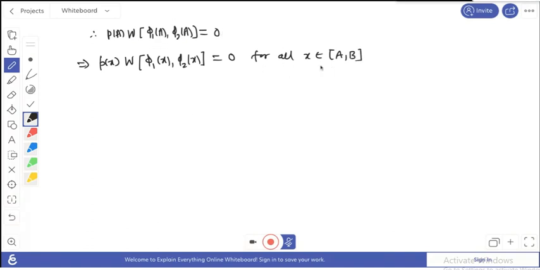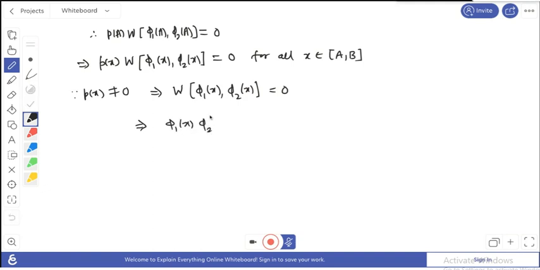Therefore, we take this as regular. Since p(x) is non-zero in that interval, this implies the Wronskian of phi 1(x) and phi 2(x) equals 0. So this means phi 1(x) phi 2 prime(x) minus phi 2(x) phi 1 prime(x) equals 0.